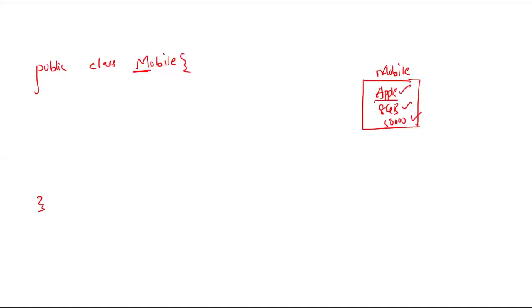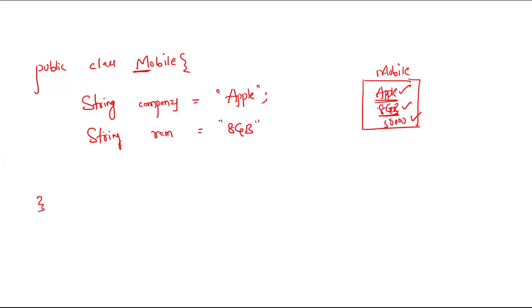To store this Apple, which is a group of characters, we'll be using String as the data type. Then company is my meaningful variable name, then the assignment operator, then the string data must be enclosed in double quotes, which is a rule of Java. Then 8 GB. If this GB is not there and only 8 is to be stored, then we can go for integer. But we want to store 8 GB, digits along with a group of characters, so we can't go for primitive types. Here also we have to use String. Then RAM is my variable name, equals 8 GB is the value, in double quotes because it's a string.